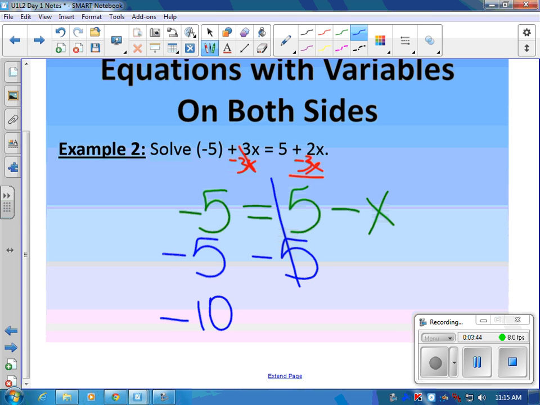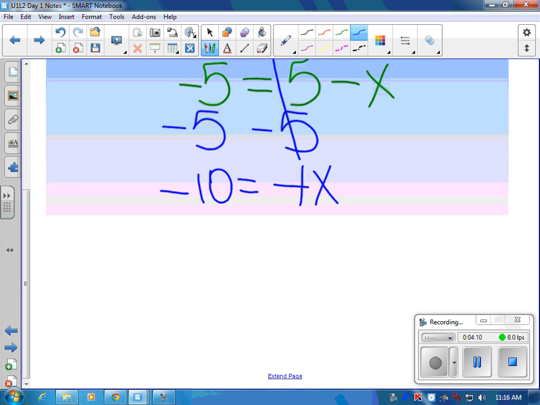So I have negative 10 equals 0. 5 minus 5 is 0. Minus x. So what am I left with on the right side? Negative x. Because I have 0 minus x, which gives me negative x. Is the variable by itself? It has that negative 1 in front of it. We have to remember this is like negative 1 times x. So what's the final thing that I need to do to both sides of this equation? Divide by negative 1.